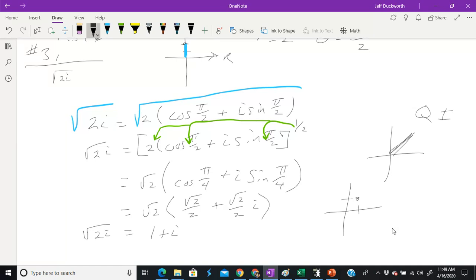Now, if we go exactly halfway around the unit circle, we're going to get another answer equidistant apart, and it's going to be negative 1 minus i. So plus or minus 1 plus i. Those are our answers.